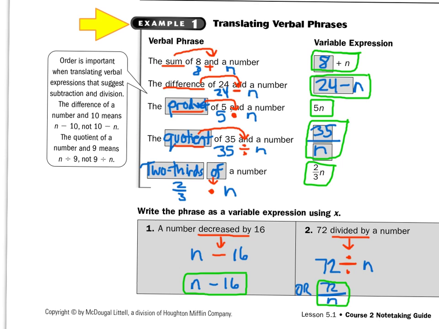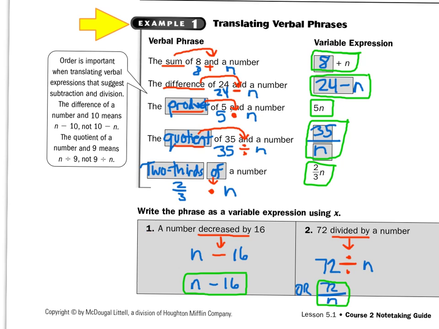Okay, and then take a look at the quotient of 35 and a number. Well, quotient means to divide, but we don't put the division sign here. It goes under the word and. You'll see the division sign, and that does not change the order. So I put the 35 first, the variable second. So I can write it as 35 divided by n, or better yet, I can make it look like a fraction, 35 over n. Okay, and then this 2/3 times n would be 2/3, I just wrote it as words, of a number. So 2/3 looks like the fraction 2/3, of means multiply, and a number is the n.